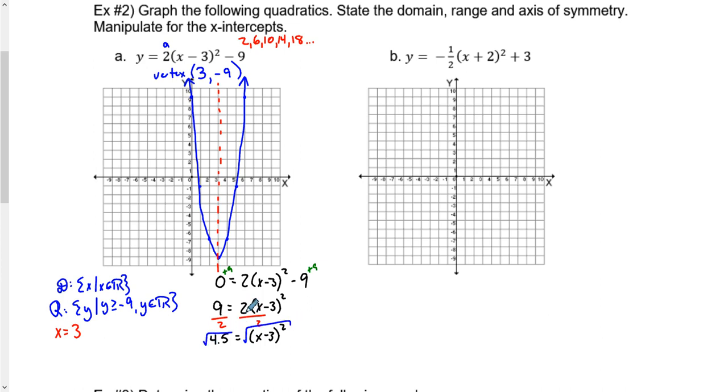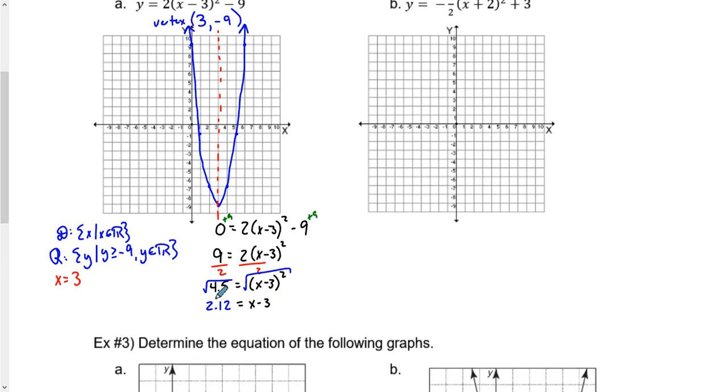And the square root of 4.5 is 2.12 approximately. Now there's one more thing to that. The square root of 4.5 is not just positive 2.12, because a negative 2.12 could also give us positive 4.5. So we have to be a little bit careful with some of that extra manipulation.